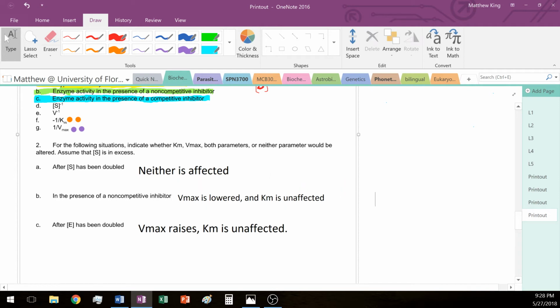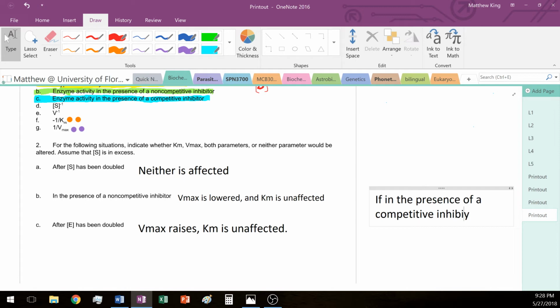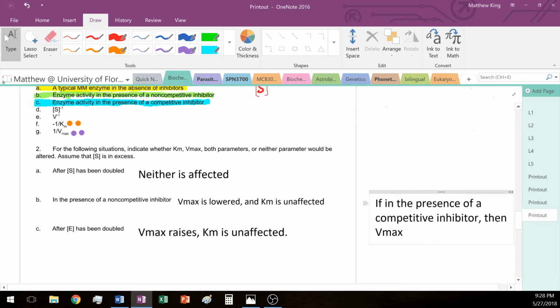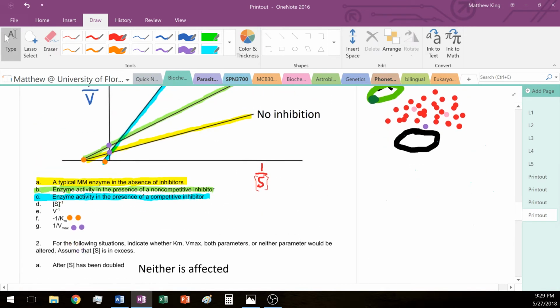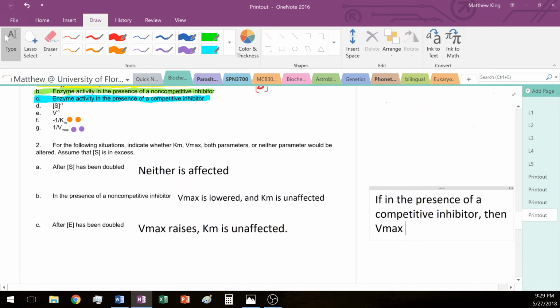I'll write this on the side. If in the presence of a competitive inhibitor, just as a practice question on the side, then Vmax, I'll give you a second to think about it. If you have a competitive inhibitor, which is this situation up here, the pink versus the red competing for the same active site, we did reference this earlier. Just think about what would happen. And now I've given you a second. You can pause the video if you want.